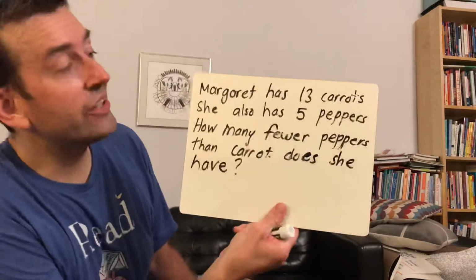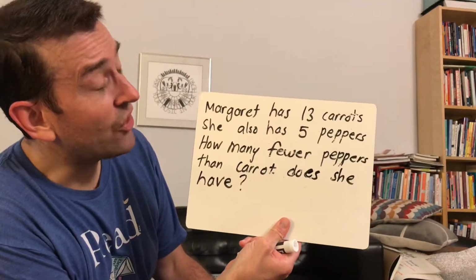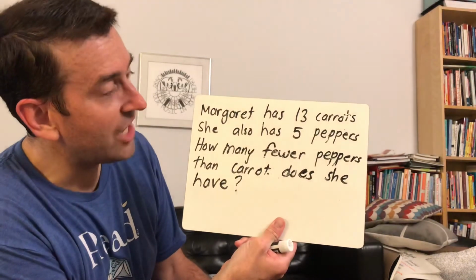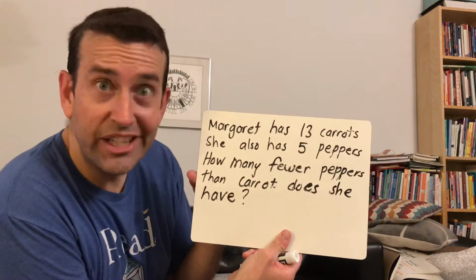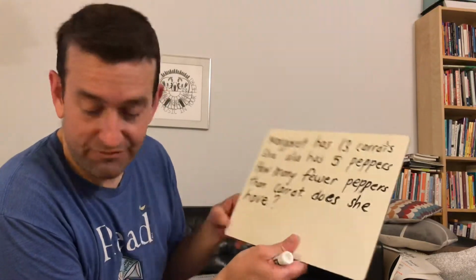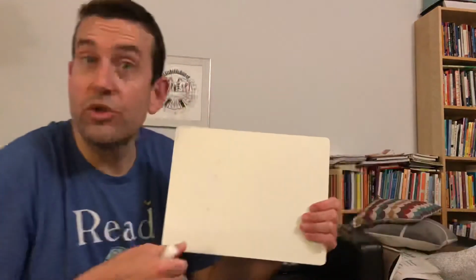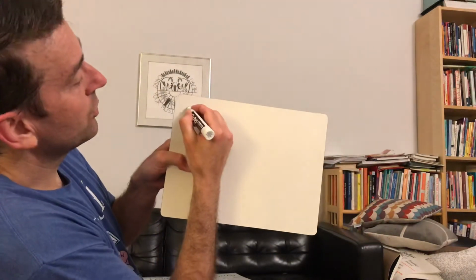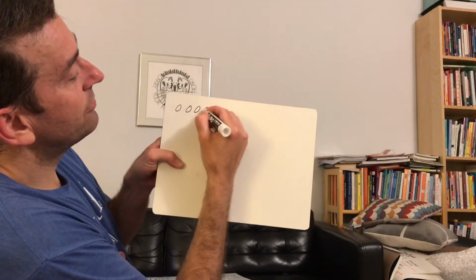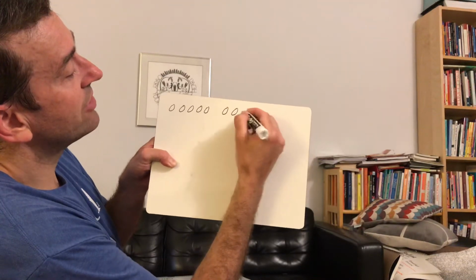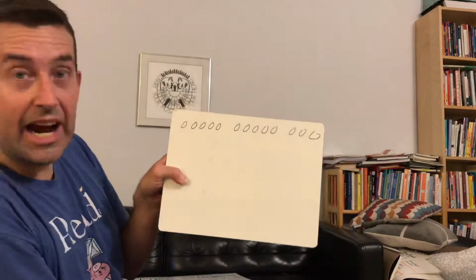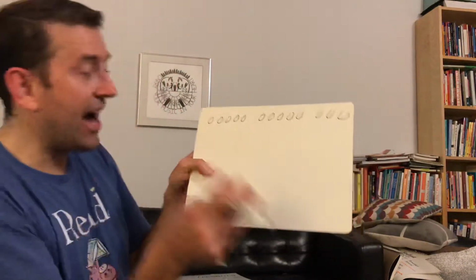All right, let's do another one. Okay, all right, here we go. Margaret has 13 carrots. She also has 5 peppers. How many fewer peppers than carrots does she have? All right, she's got 13 carrots and she's got 5 peppers. All right, so let's do the 13 carrots. Okay, here we go. 1, 2, 3, 4, 5, 6, 7, 8, 9, 10, 11, 12, 13. 13 carrots, there we go. And she's got 5 peppers.